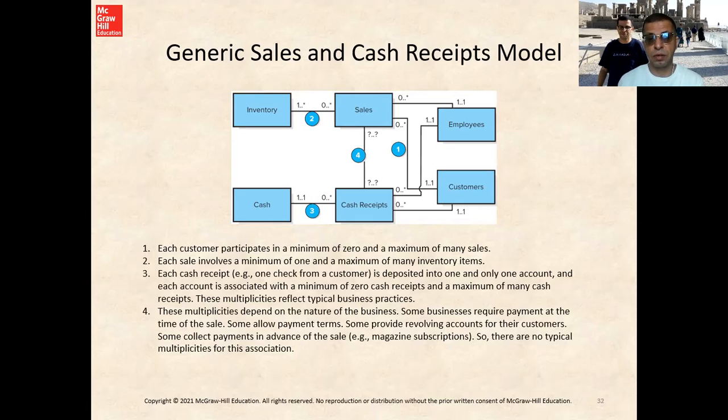This multiplicity reflects typical business practice, and you have these multiplicities depending on the nature of the business. Some businesses require payment at the time of sale. Some allow payment terms. Some provide a revolving account for their customers, and some collect payment in advance of sales. So there are no typical multiplicities for this association.